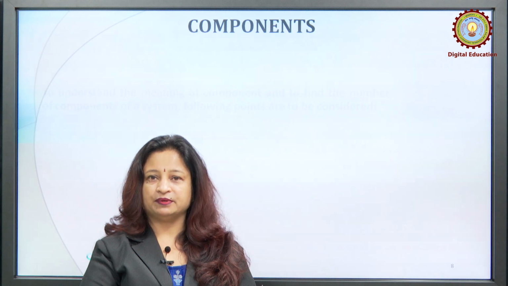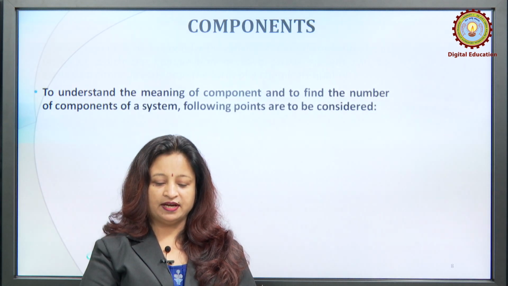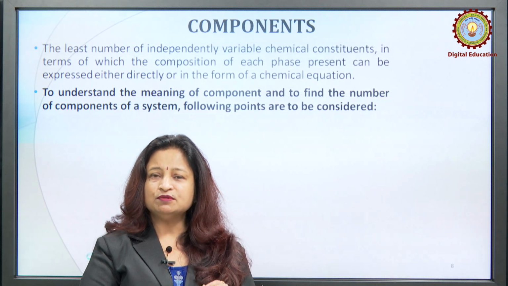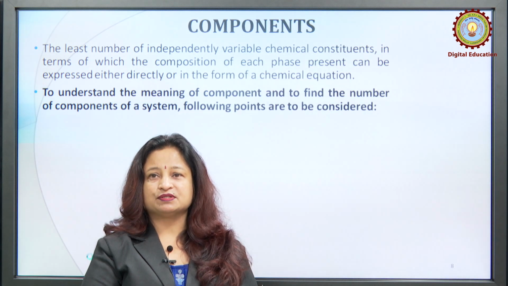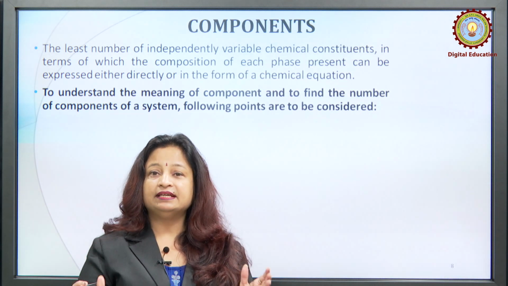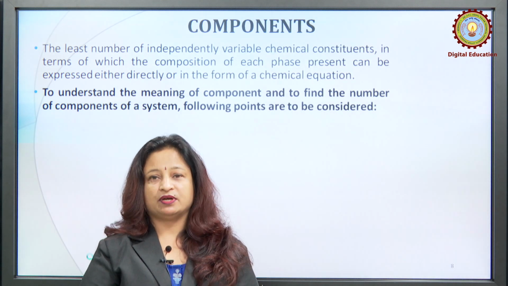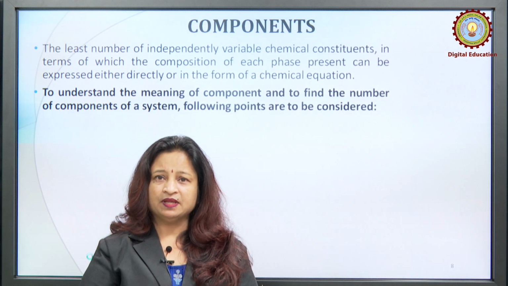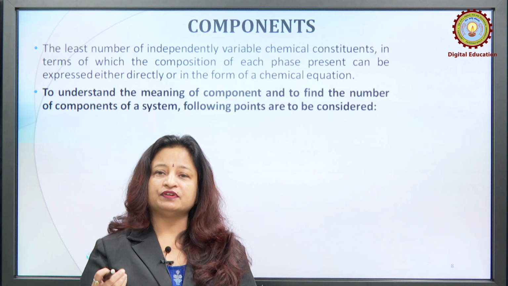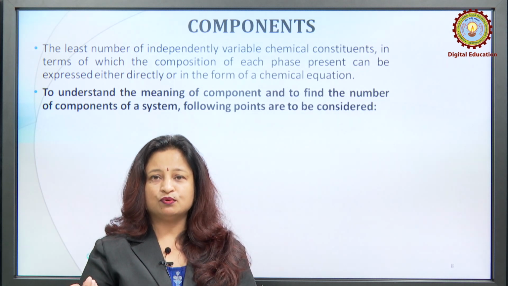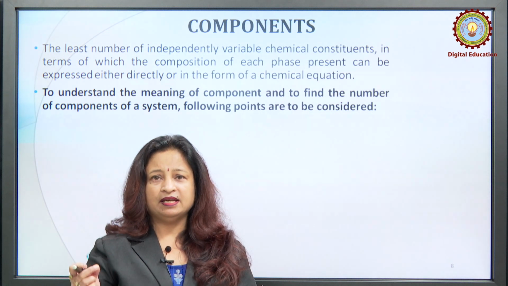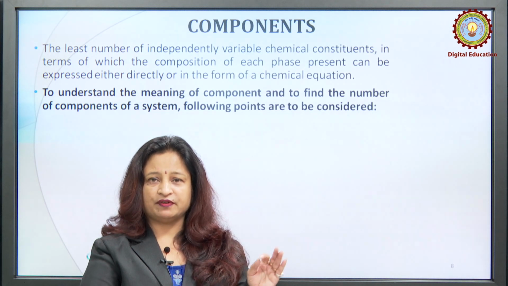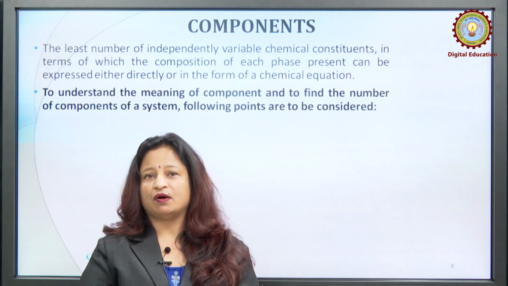Now, let us come to the components. How do we define the components? The least number of independently variable chemical constituents in terms of which the composition of each phase present in the system can be expressed either directly or in the form of a chemical equation. So, this definition clearly defines that if there are many phases in the system, then we can represent the composition of each phase by a single constituent or two constituents. So, the minimum number of independently variable chemical constituents which represent the composition of each and every phase is termed as components.